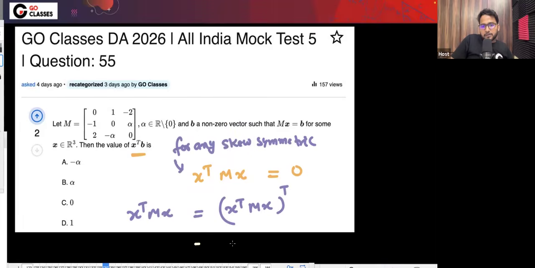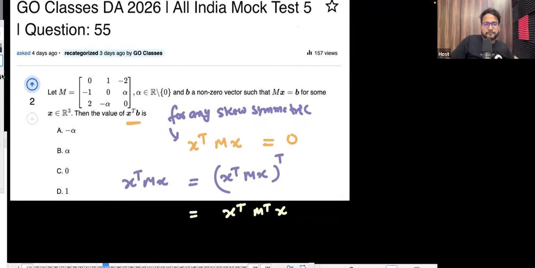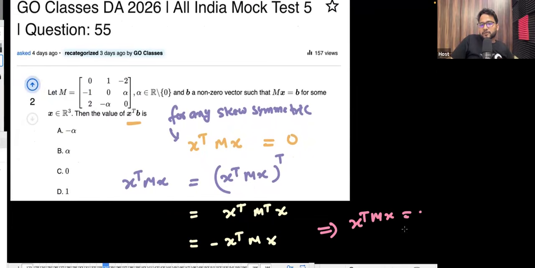Let me change the pen color. This is x transpose M transpose x, right? And M transpose is minus M, so this is nothing but minus x transpose Mx. So a quantity cannot be the same as the negative of the same quantity, which means the quantity has to be 0, right? So from here you can say this is 0. This is one property of skew symmetric matrices, that x transpose Mx will be 0. This is a very nice property, and this x transpose Mx for any positive definite matrix is actually greater than 0. For negative definite, it is less than 0. But for skew symmetric, this is 0. Okay. So the answer is 0.